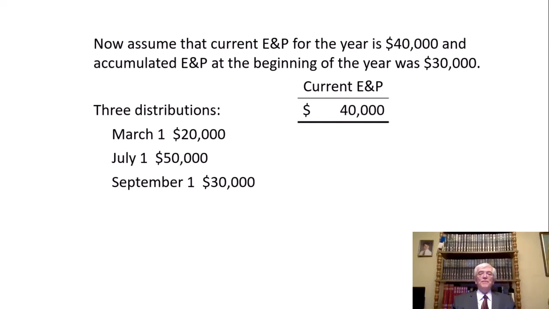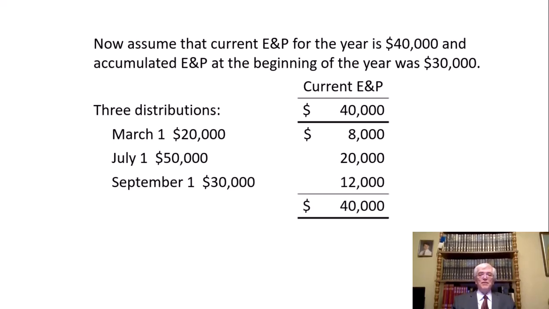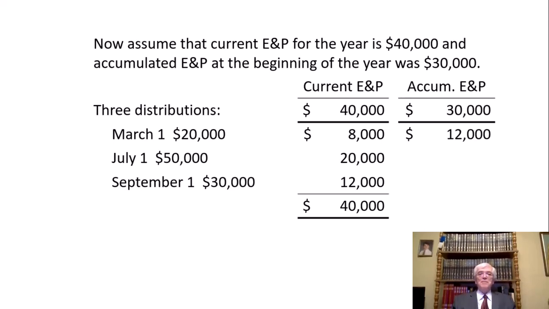Current E&P, we've got 40,000, which we will divide among the three distributions proportionally: 20% to March, 50% to July, and 30% to September. There's your 40. Accumulated E&P of 30,000, that's going chronologically. 12,000, that makes the March 1st dividend 100% taxable. There's only another 12,000 left of that March dividend because we already had 8,000 covered by current E&P. So the other 12 is a distribution of accumulated E&P.